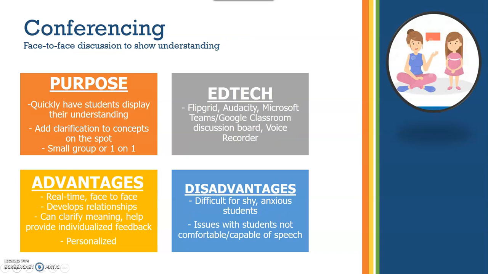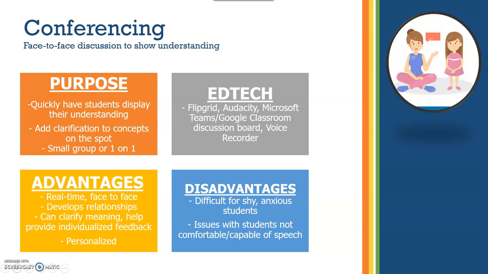The next step of informal assessment is conferencing. So this is face-to-face discussion with students to show what they understand and their skill level. The purpose is to gauge quickly what a student has come to understand throughout the lessons, and it's for teachers to add clarification to concepts on the spot. So teachers can conference in small groups or one-on-one with students.